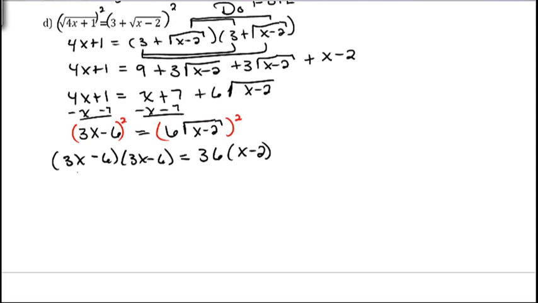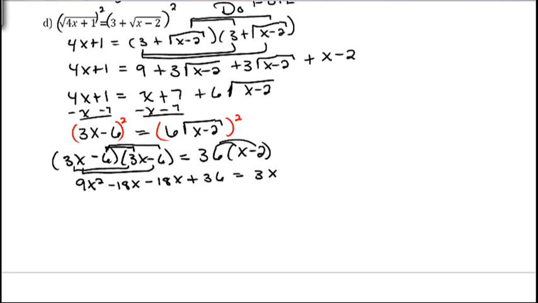Okay. So now here we have to do FOIL. 3x times 3x is 9x squared. 3x times negative 6 is negative 18x. Negative 6 times 3x is another negative 18x. And negative 6 times negative 6 is positive 36. And then you can distribute this 36, giving you 36x minus 72.